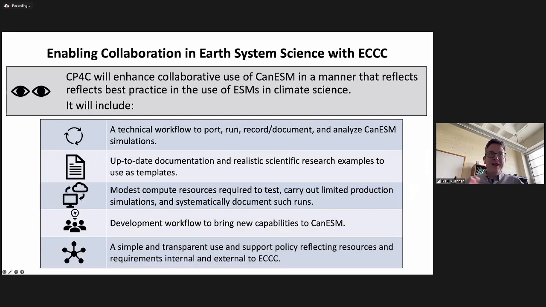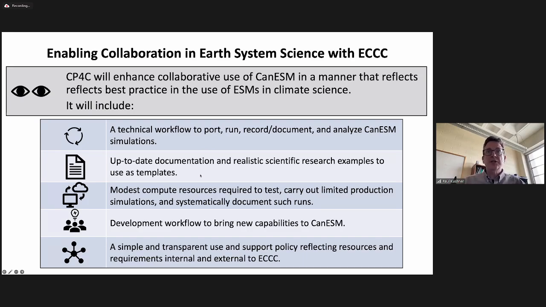So here's a vision slide. What we're trying to do here is enable collaboration between ECCC and the academic community and other community members in industry. So how do we plan to enhance collaborative use of CanESM in a way that reflects the best practice in the use of Earth system models in climate science? Climate science using Earth system models is a complicated business. So what we need is a technical workflow to be able to use the model in a well-justified way.